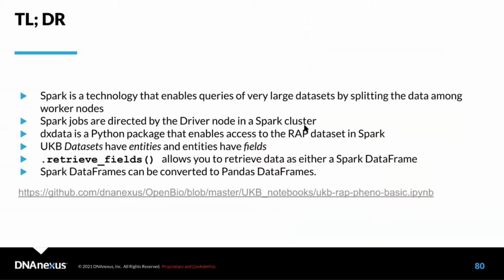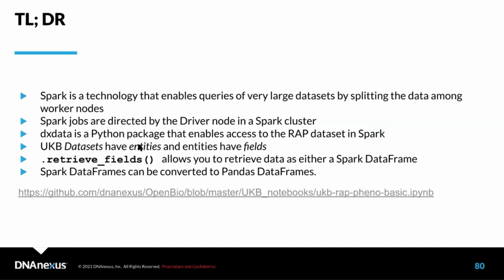So this is the TLDR. I know you are all busy, so this is the summary. First, Spark is a technology that enables you to query very large data sets by splitting the data among worker nodes. Spark jobs are directed by the driver node in a Spark cluster. DX data is our Python package that enables access to the data set in Spark. Currently, this is just the phenodata, but the geno data is also going to be available later.